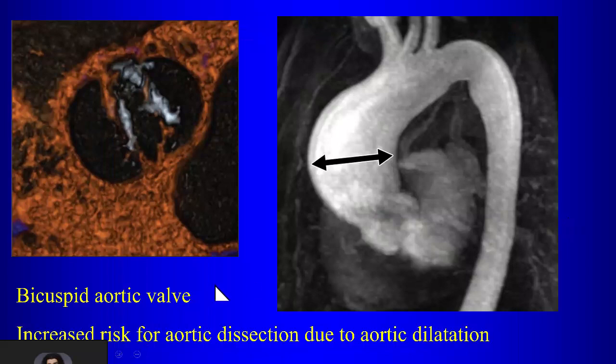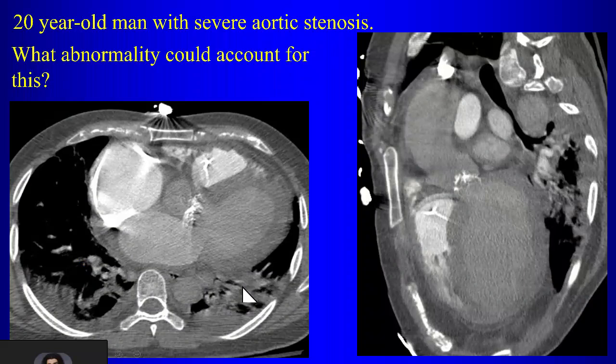All right, bicuspid aortic valve is also associated with dilatation of the ascending aorta, even if they don't have aortic valvular stenosis. So if you have a young patient with a dilated ascending aorta, it is important to look at the aortic valve, because dilated ascending aorta is associated with bicuspid valve, even if they haven't developed aortic stenosis. And that also places the patient at increased risk for dissection.